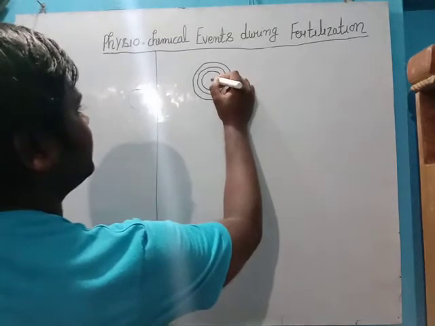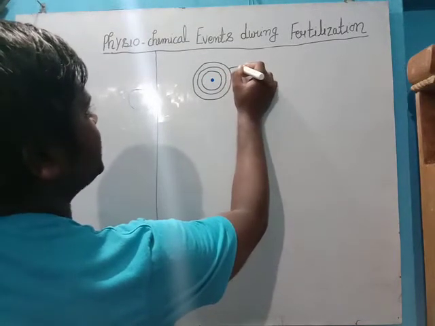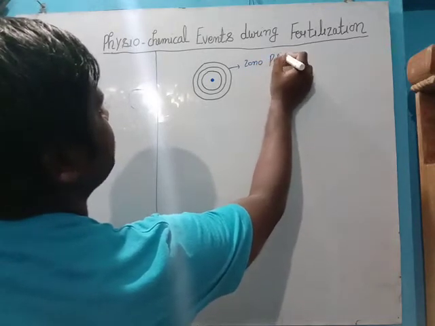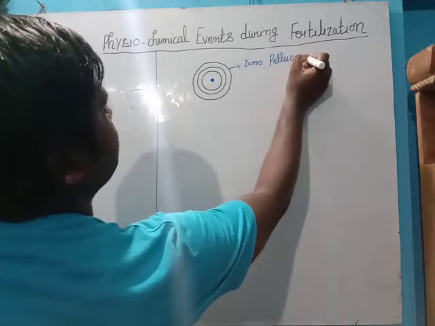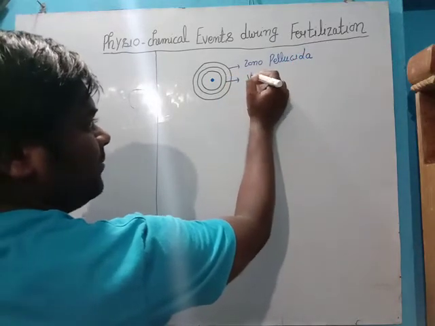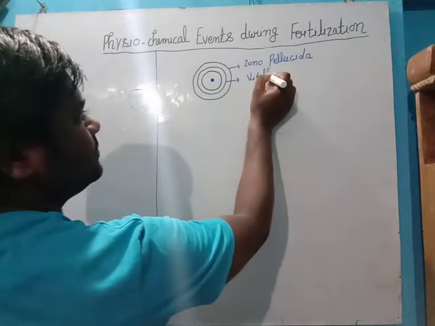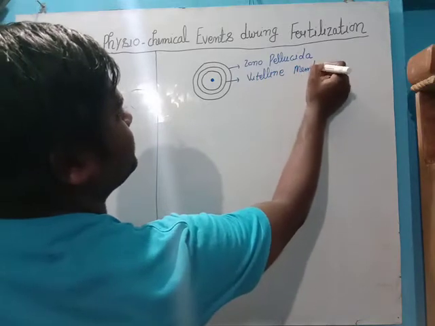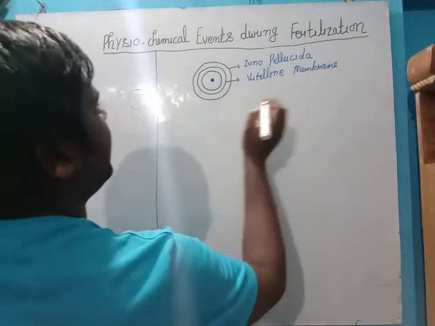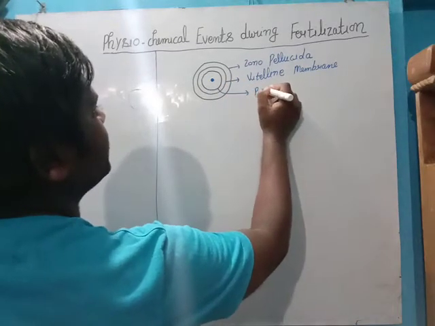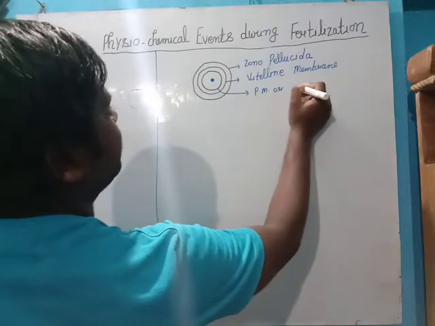See that one. Inside we have the oocyte, secondary oocyte. This is the zona pellucida, and this one is known as the vitelline membrane. And then this one is known as the plasma membrane, and we can also call it the egg membrane.